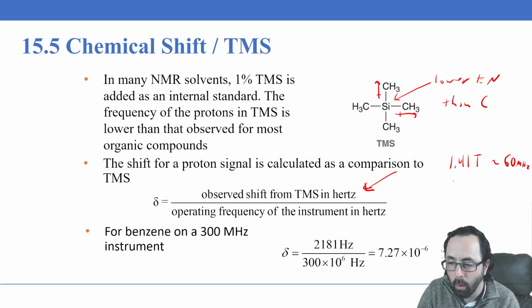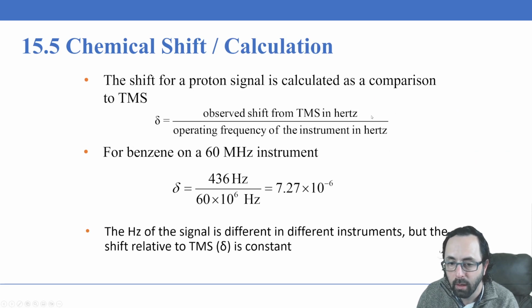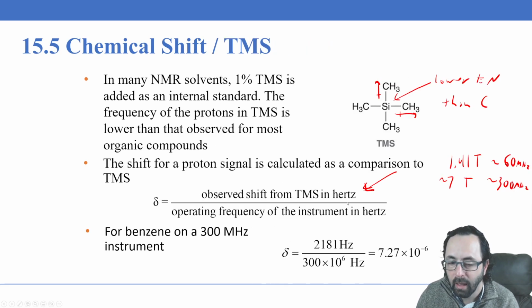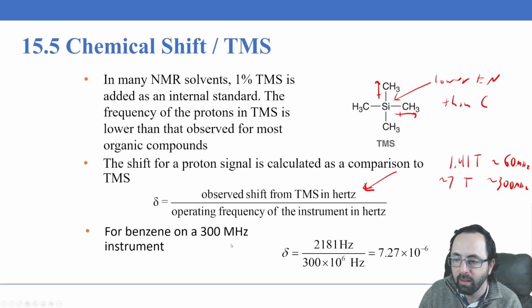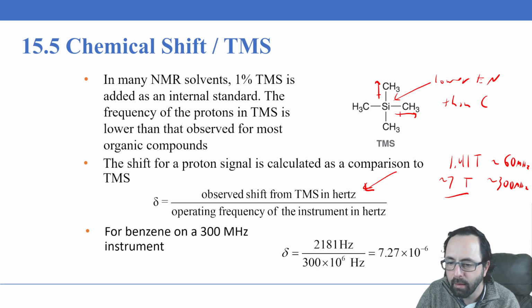Whereas if we have the around 7 Tesla instrument, that will absorb radio frequency at a higher frequency, around 300 megahertz. And so if, for example, we have benzene, which has 6 equivalent protons, and we measure the absorbed frequency on a 300 megahertz instrument with a 7 Tesla magnetic field, that frequency absorbed will be about 2,181 hertz.